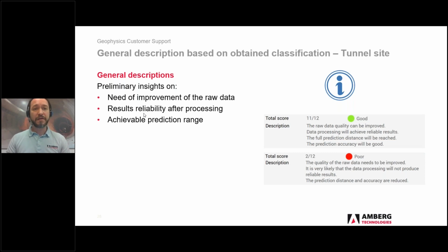The other thing you can get from this general description is the reliability after processing of the entire result and the achievable prediction range. These are preliminary insights. It will depend on how well we do the processing, and on whether we can extract enough significant data to get even more reliable results or even keep the prediction range. That's why it is called preliminary insights on the tunnel side.